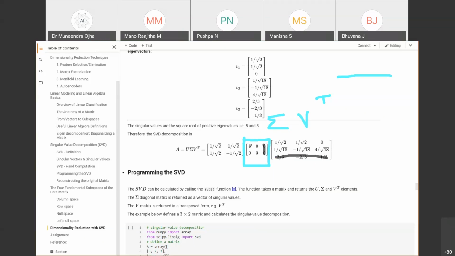Now this is a 2 by 2 matrix, the U matrix. Second is also a 2 by 2 matrix. And the third one is a 2 by 3 matrix. So matrix multiplication is possible because the row and column dimensions match.